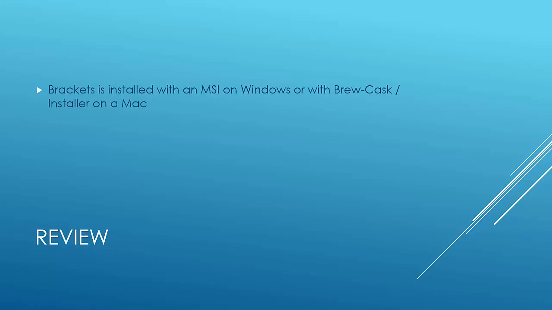Brackets is a program that you install with an installer program on Windows, or Brew, or Cask, or an installer if you're on Mac. Once it's installed, you can use it anytime. It's built with HTML, CSS, and JavaScript, and it's built for HTML and CSS and JavaScript. This gives it good JavaScript and CSS support in terms of linters and code completion, and moreover, it lets people who are developers of these languages contribute more easily to the project.